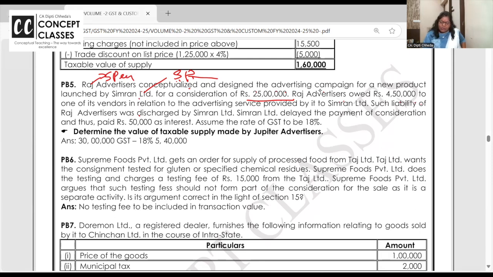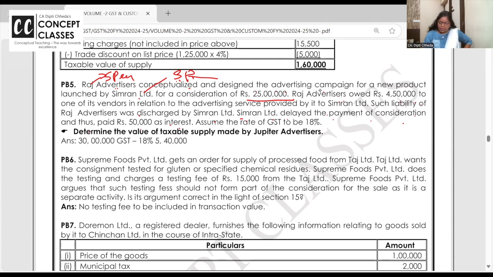So Raj Advertisers had to pay someone. Such liability was discharged by Simran. The payment which is to be made by me, the service provider, is made by the service recipient. Simran Limited delayed the payment of consideration and thus paid 50,000 as interest. Assume the rate of GST to be 18%.